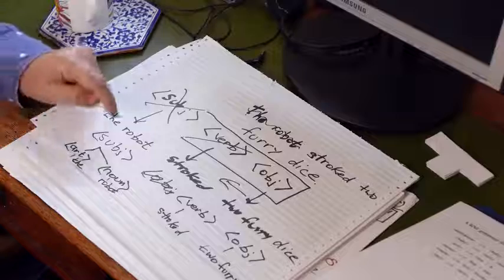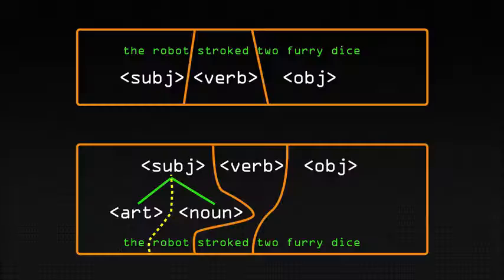We have got a sentence that makes perfect sense to us: the robot stroked two fairy dice. But you've drawn two slightly different trees. The first time you took the shortcut, subject phrase, just for the robot. Next time you said, oh, but we could also do it by breaking it down further into a "the" and a "robot". Does that matter? In this particular case, in informal spoken English, no, it doesn't.